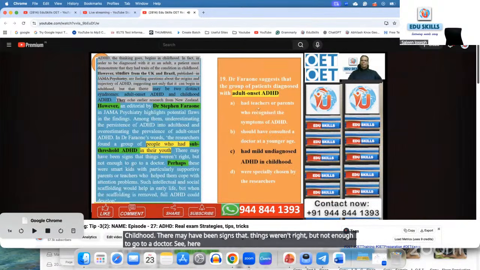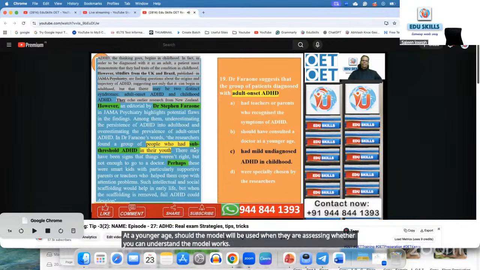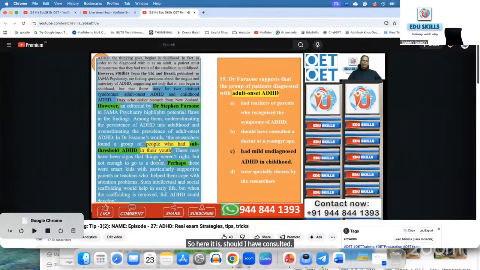See, here it says, should have consulted a doctor at a younger age. Should. The modal verb is used. They are assessing whether you can understand the modal verbs. So here it says, should have consulted. Here they say it was not necessary. There may have been signs that things weren't right, but not enough to go to a doctor. There were not enough signs or symptoms to consult a doctor, but the B option says, should have consulted. No, there were no symptoms to consult. It was not needed at all, but here they say it would have been recommended. Okay, a suggestive modal verb is used, should.